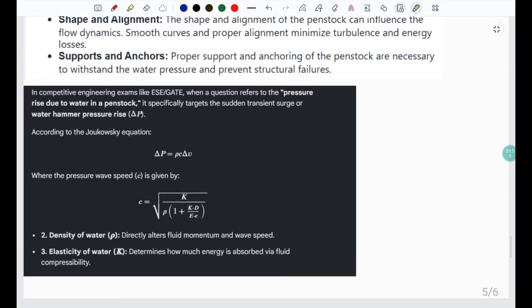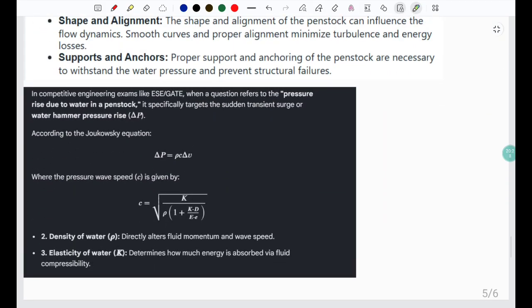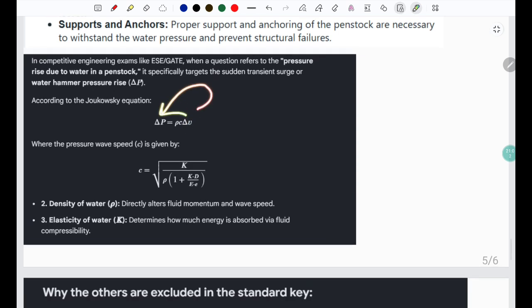What we have from Google is that the pressure rise due to water in a penstock is a sudden transient surge, or water hammer pressure rise. So the equation of delta P, that is the pressure rise, is related to density, and C is the pressure wave speed, which depends upon the elasticity of the water. Bulk modulus of water is related to elasticity, and the density rho of the water. So these both will affect this term, that is the pressure wave, which in turn will affect the pressure rise.